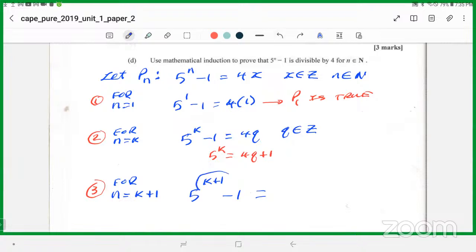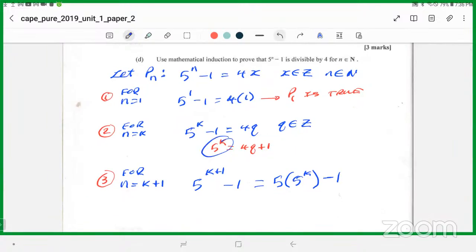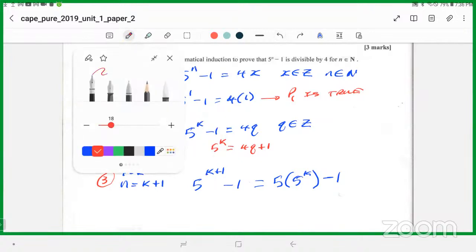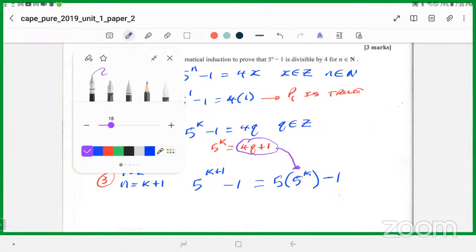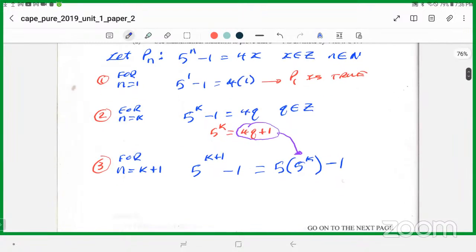All right, so I'm going to split this up again. It becomes 5 times 5 to the k, and then minus 1. And then because the 5 to the k is equal to this in step 2, we can take this expression and drop it inside here for the 5 to the k. And so it becomes now equal to 5 times 4q plus 1, minus 1 out here. We're going to expand this.